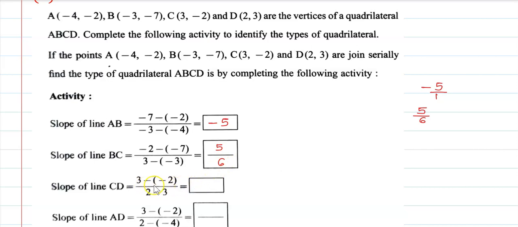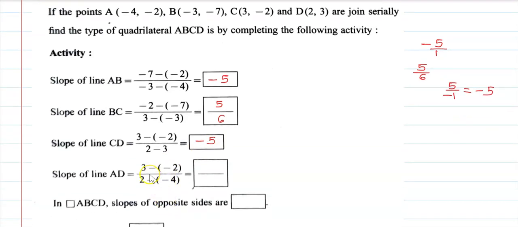Next, here also minus minus plus. Then you will get 5. 2 minus 3, then you will get minus 1. That is 5 upon minus 1, and hence here we get minus 5. Okay, and therefore we will write here slope of CD, what will it be? It is minus 5.